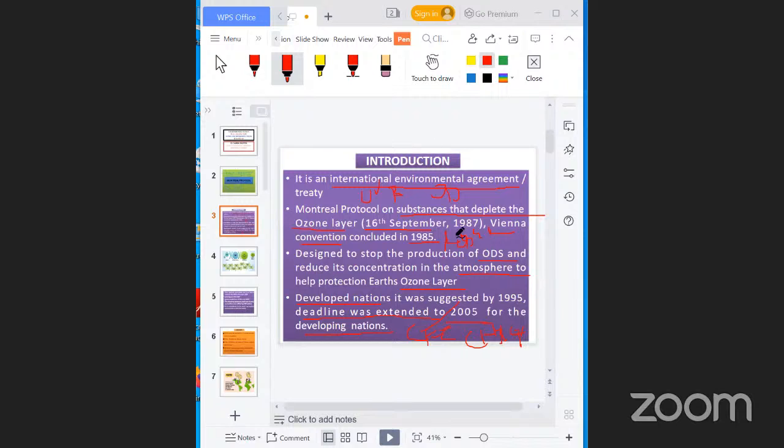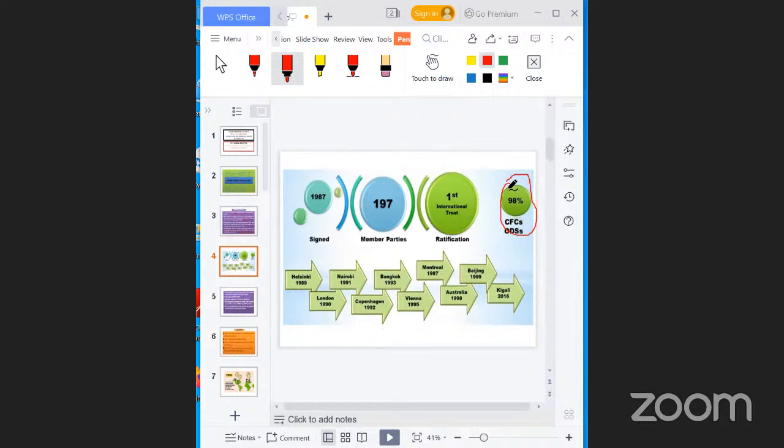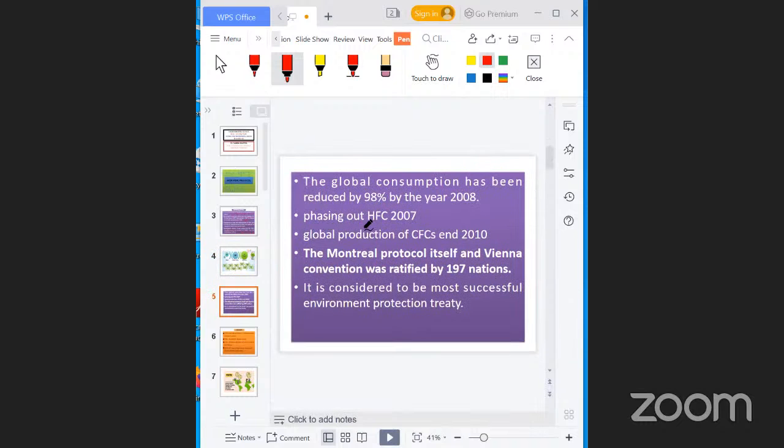Right. Then they talked about global consumption being reduced by 98% by the year 2008. They talked about phasing out hydrofluorocarbons as well by the year 2007, and the global production of chlorofluorocarbons should end by the year 2010. These are the main proposals under the Montreal Protocol.